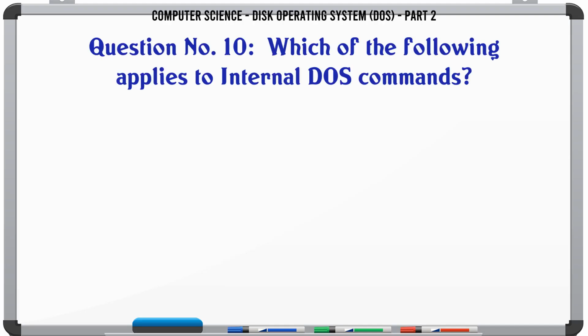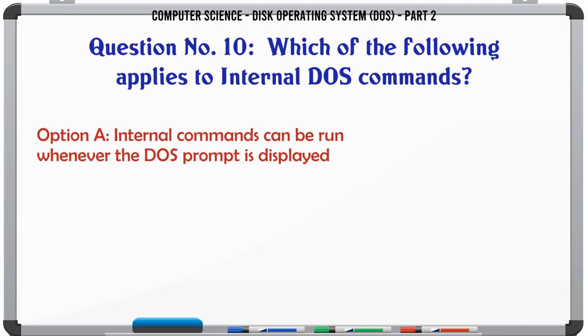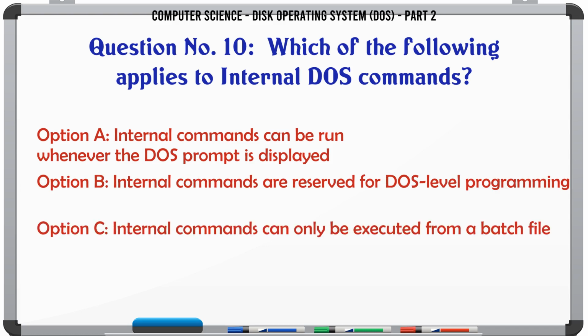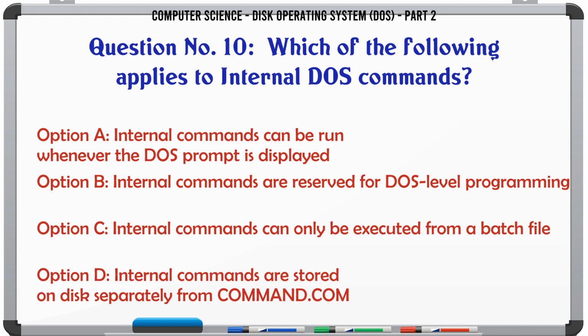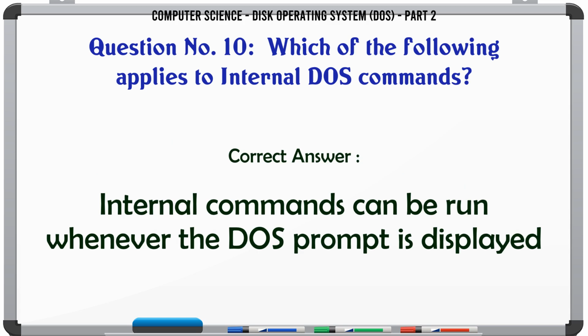Which of the following applies to internal DOS commands? A. Internal commands can be run whenever the DOS prompt is displayed. B. Internal commands are reserved for DOS-level programming. C. Internal commands can only be executed from a batch file. D. Internal commands are stored on disk separately from command.com. The correct answer is internal commands can be run whenever the DOS prompt is displayed.